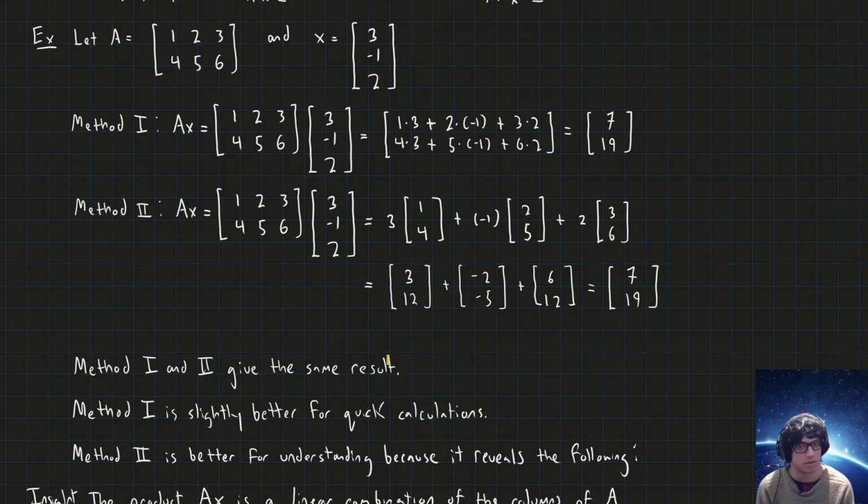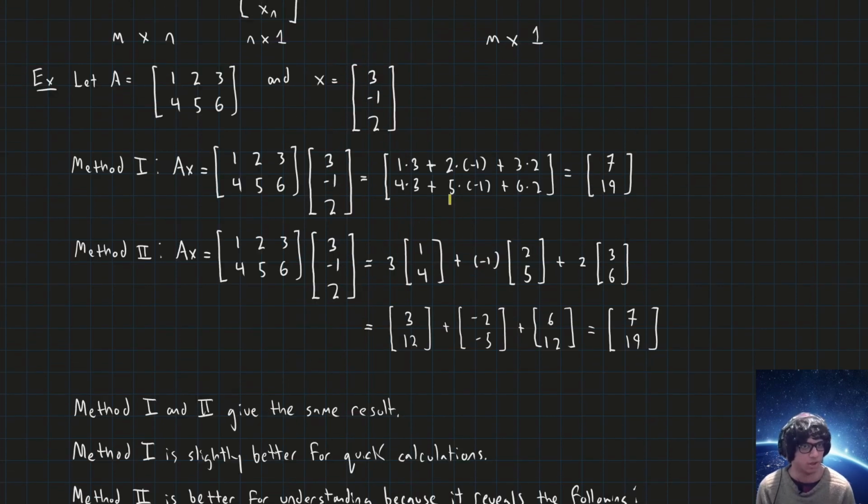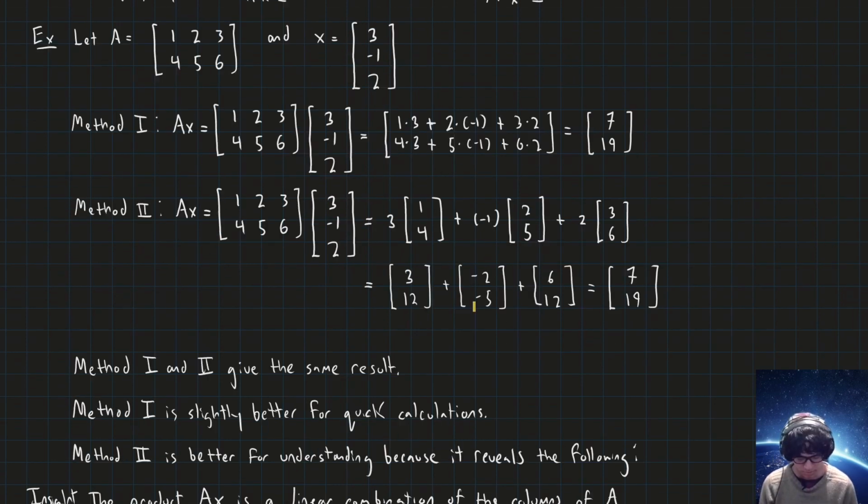Method 1 is slightly better for quick calculations. It's usually a little bit less writing, and you can do it in your head quickly. Method 2 sometimes takes a bit longer. But now I want to argue that method 2 is actually the better method for understanding what's going on. Okay, so why is that?